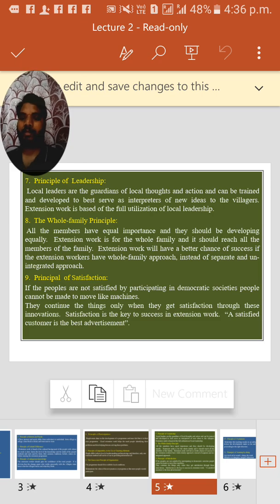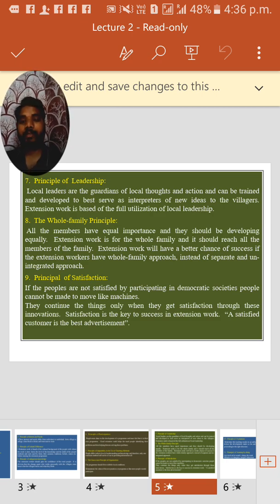Principle of satisfaction. If the people are not satisfied participating in democratic societies, people cannot be made to move like machines. They continue things only when they get satisfaction through the innovation. Satisfaction is the key to success of extension work. A satisfied customer is the best advertisement.